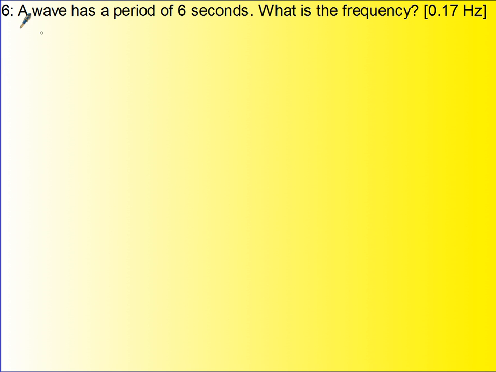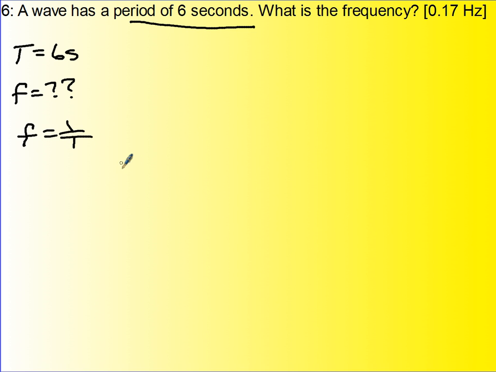Now a wave has a period of 6 seconds. So period is 6 seconds. What's the frequency? Well, I know I want the frequency. And I know the frequency is 1 over the period. So the frequency is 1 over 6, or 0.17 hertz.